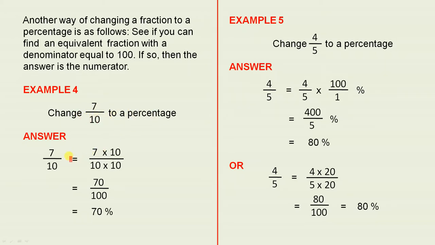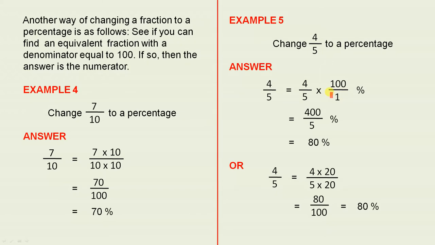Now we saw in earlier videos how to find an equivalent fraction. So 7 over 10 equals 7 over 10, you multiply top and bottom by 10. See, that gives you the denominator of 100. That gives you 70 over 100. Now if the denominator is 100, then the answer is the numerator. So it's 70%.